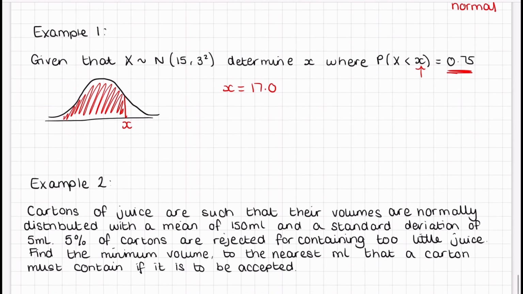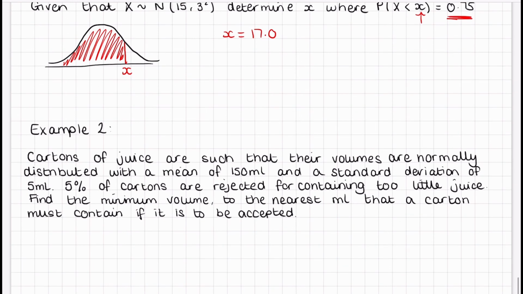Example 2 on this, we've got cartons of juice such that their volumes are normally distributed with a mean of 150 and a standard deviation of 5 millilitres. 5% of cartons are rejected for containing too little juice. Find the minimum volume to the nearest millilitre that a carton must contain if it is to be accepted.